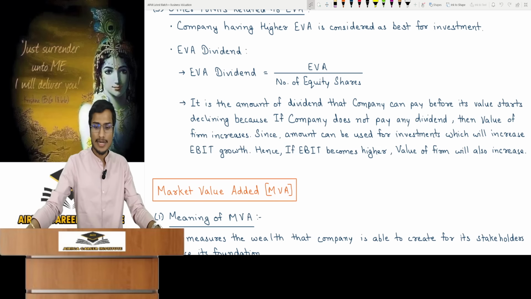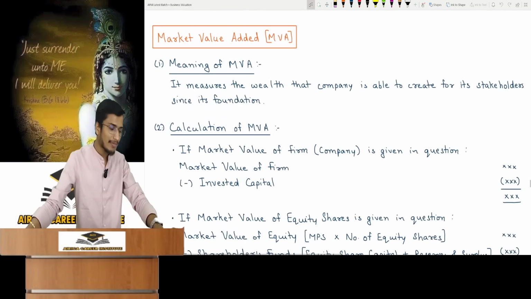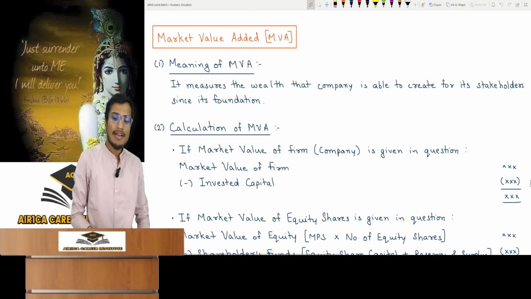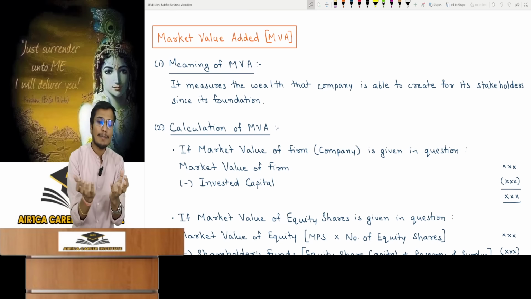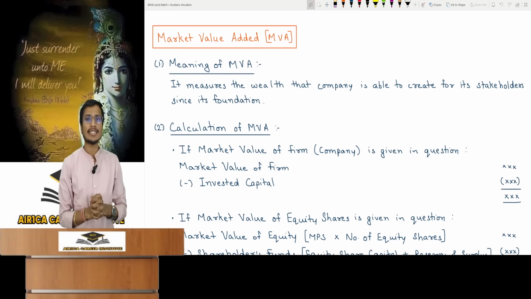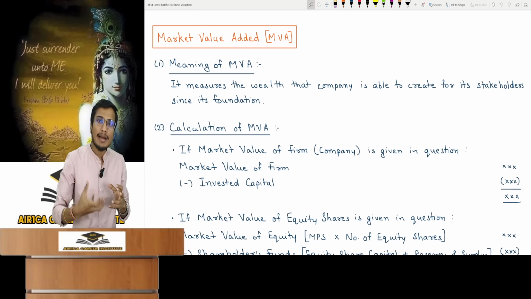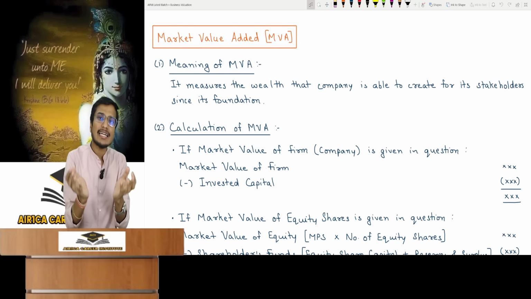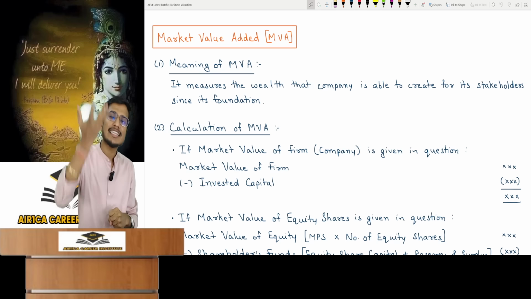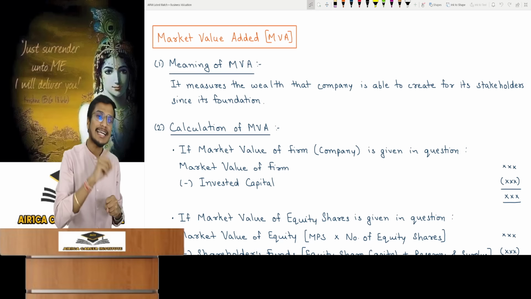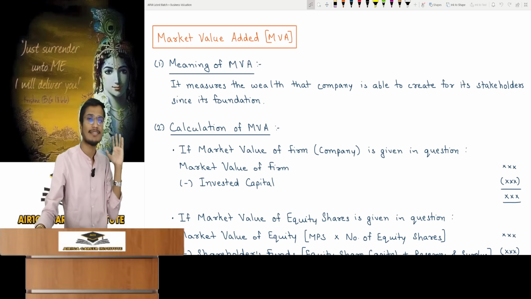I have explained this to you. EVA is complete. Next is market value added, MVA. MVA signifies the total wealth a company has been able to create for its stakeholders right from its very foundation. Meaning, how much wealth has the company been able to create for its stakeholders from its foundation till date? How much value has the company increased for its stakeholders? We are discussing this, meaning since its foundation.